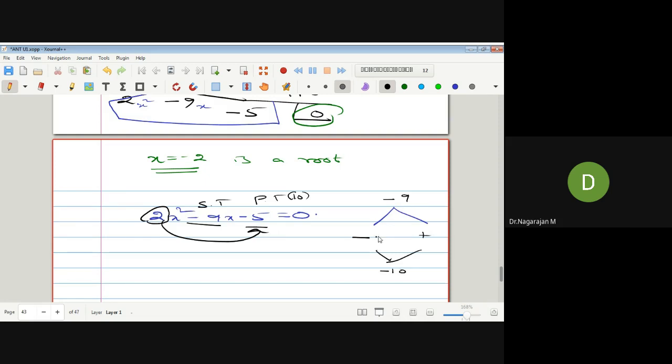Therefore minus 10 and plus 1. Okay, minus 10 plus 1. What is the result? Minus 10 plus 1 is minus 9. Minus 10 times 1 is minus 10. Therefore, minus 10 plus 1 is the format of the tree diagram.